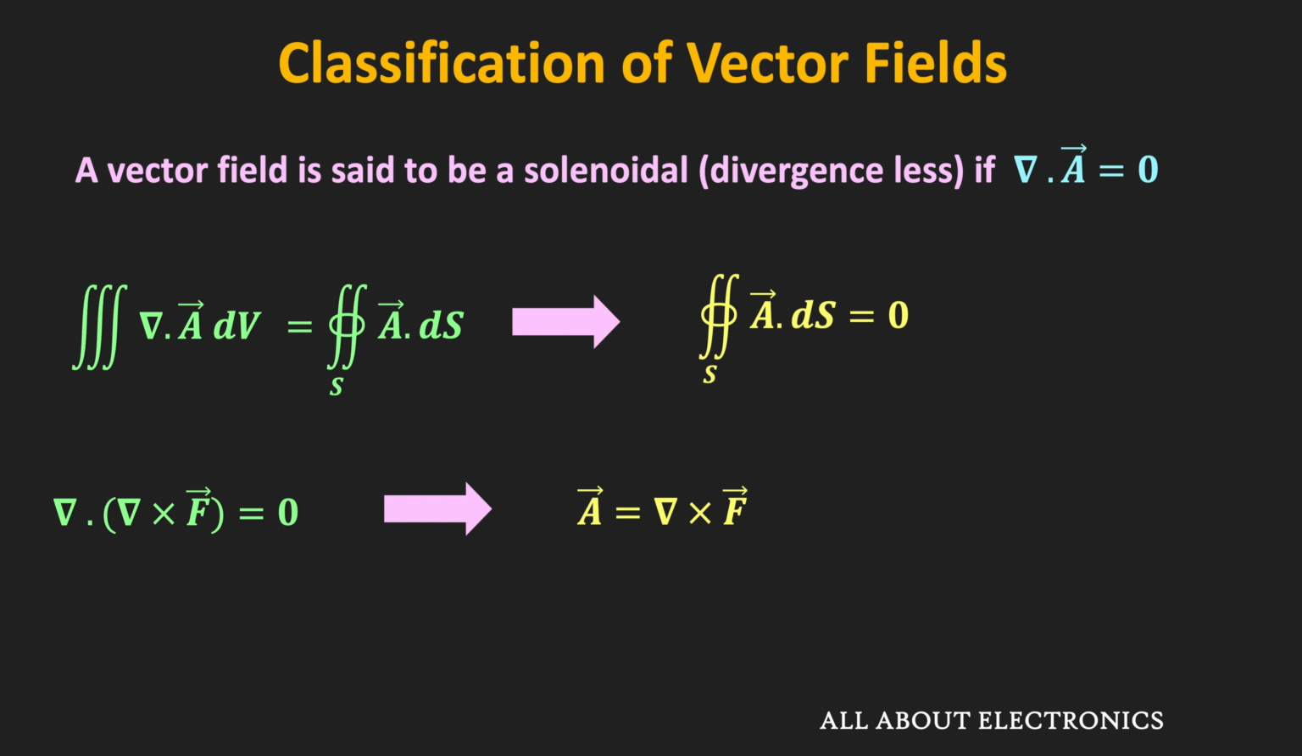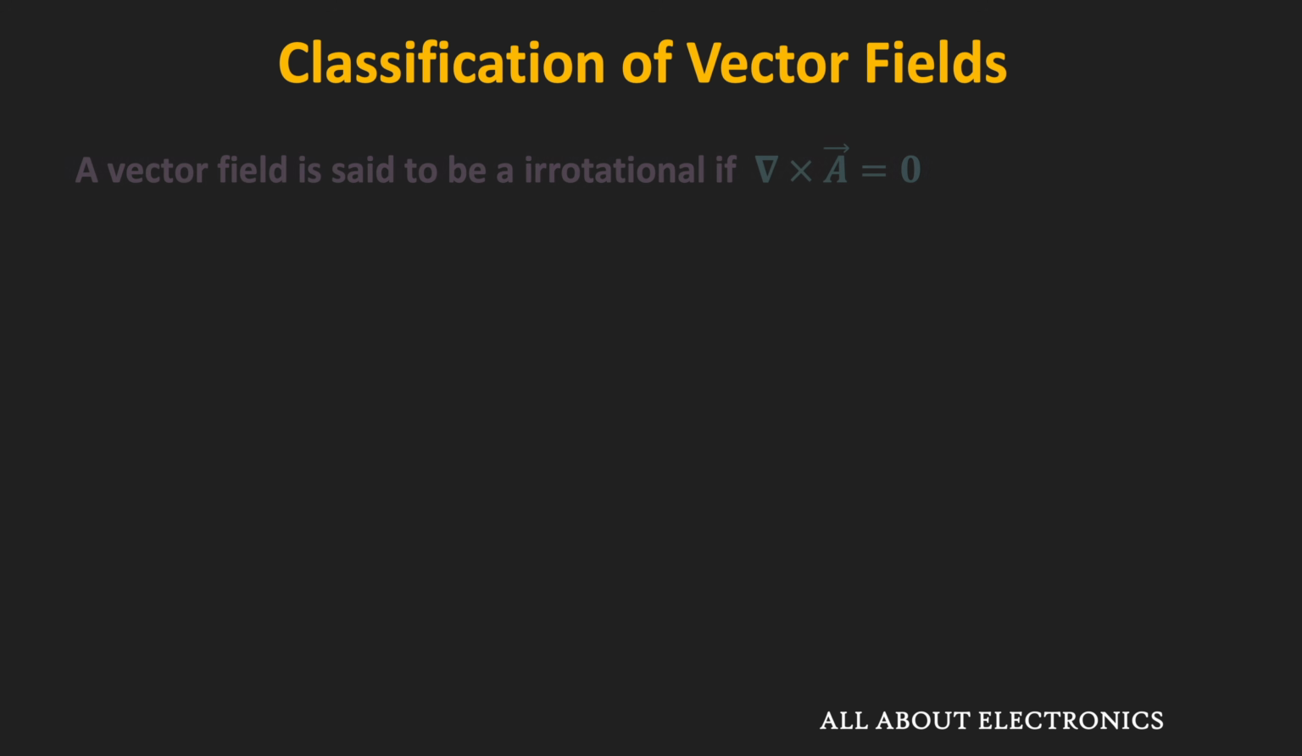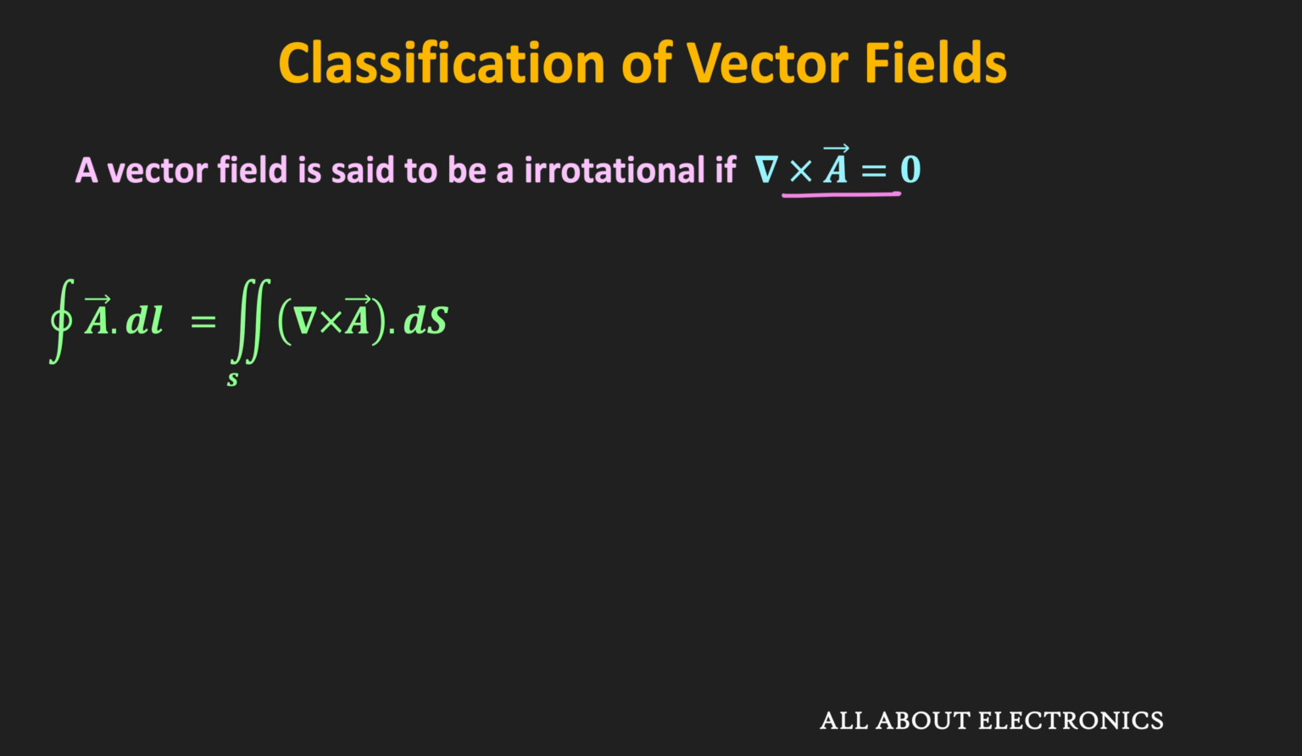Similarly, if the curl of the vector field is 0, then the field is said to be irrotational. That means whenever, for any given vector field, the del cross A is 0, then the field is said to be irrotational. Now as per the Stokes theorem, we have seen that if this del cross A is 0, then we can say that the integration of A dot dl is also equal to 0.